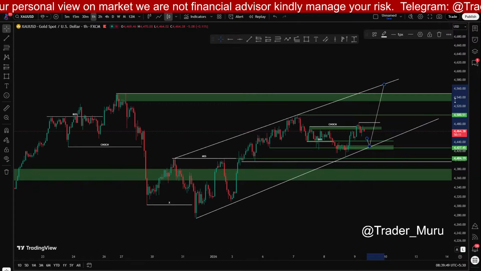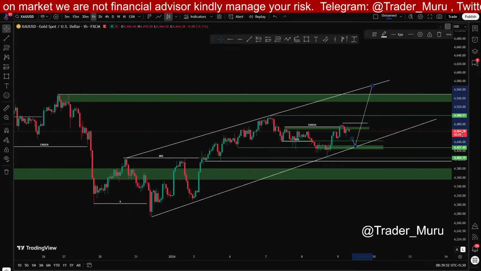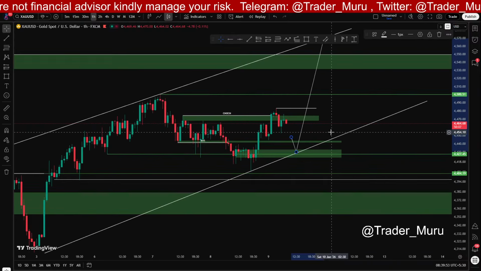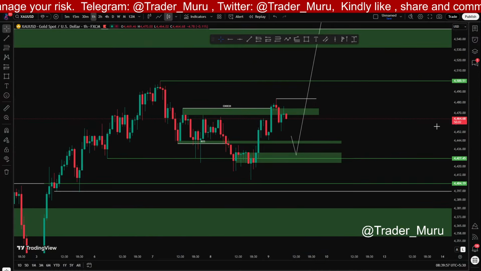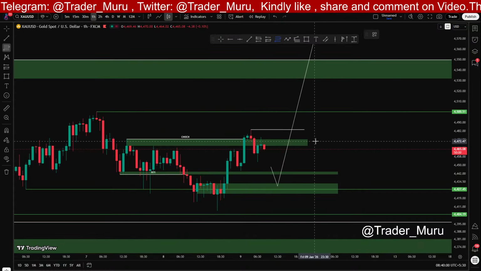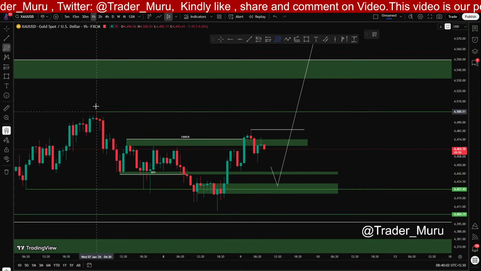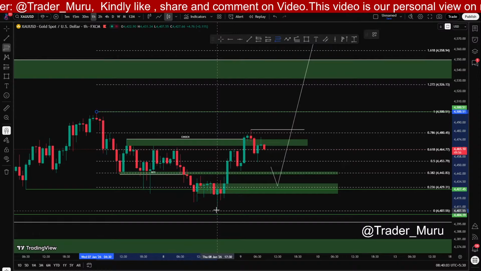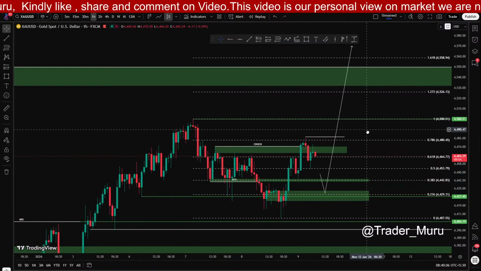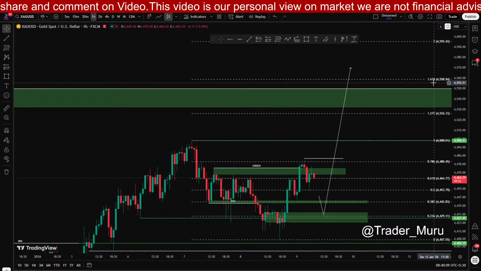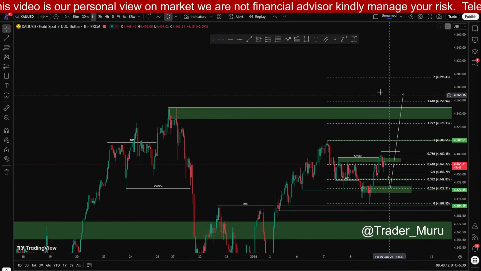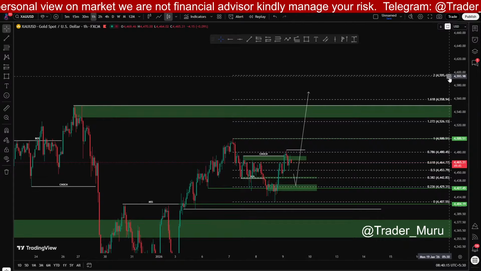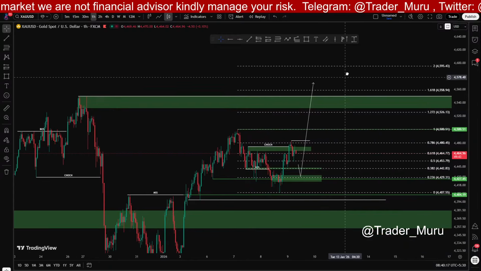4571. And if you want to get a precise target, then you can use fib here. Plot fib from top to bottom, and 1.618 will be your target, which is around 4558, and the second target will be level 2, 4595.